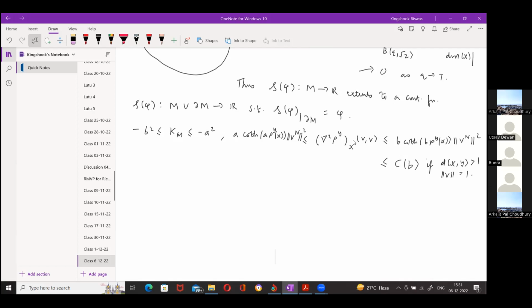For example, if the manifold is compact, then the boundary is trivial, right? It's just a point, because the whole manifold is bounded. So the distance between any two geodesic rays is always bounded, so there's only one equivalence class, the boundary is trivial. So here it doesn't really make sense.